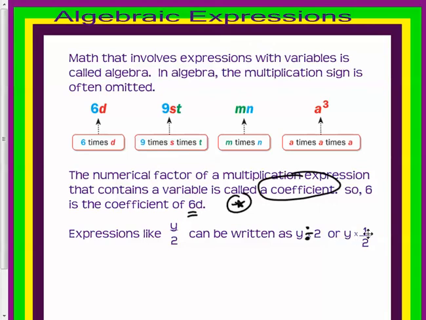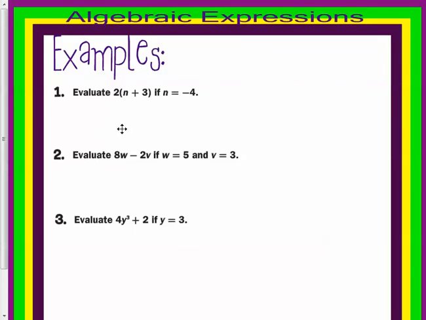Okay, so we can also write expressions like y divided by 2 as y over 2, or y times 1/2. Okay, make sure you write that one down as well. So if you see it as a fraction, this y over 2, it's y divided by 2 or y times 1/2.